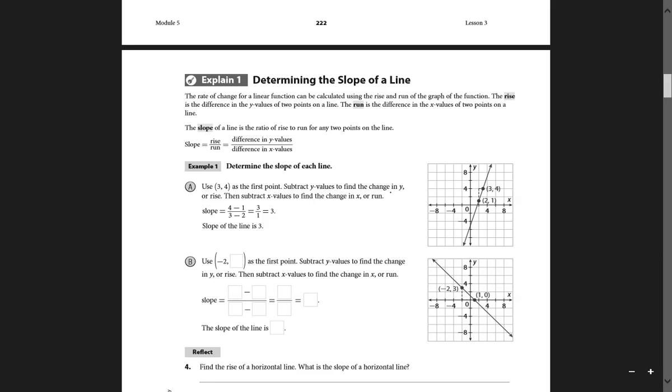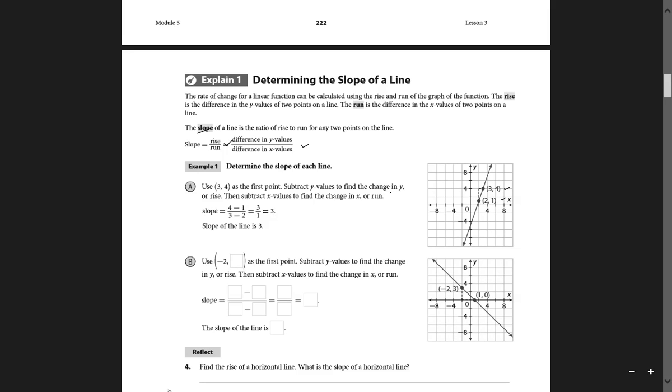When we say slope, the slope of a line is the ratio of rise to run for any 2 points on the line. So it is the difference in y values over the difference in x values, or the rise over run of the 2 points. For example, in letter A, you have two ordered pairs, which are (2, 1) and (3, 4).